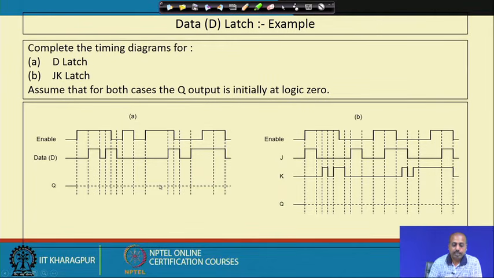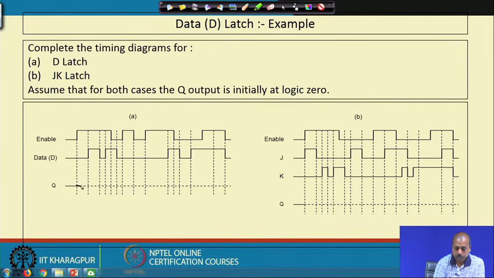So, we have got another exercise. We have this D latch, how does it work? It says complete the timing diagram for the D latch, assuming that in both cases the Q output is initially 0. So, you see that the D input is high at this point.